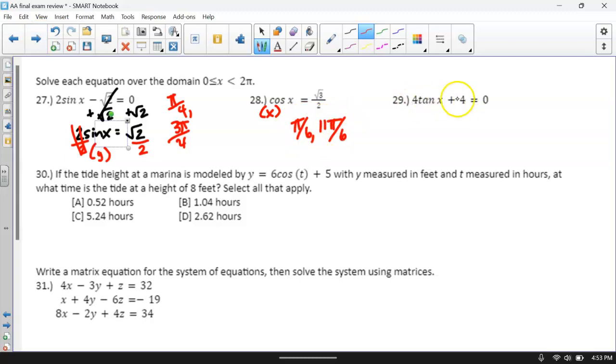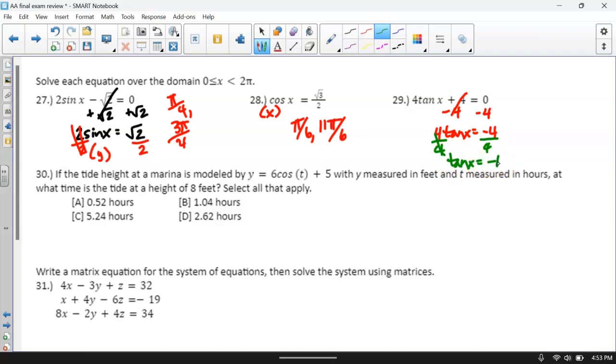Now again, here we're going to have to solve for tangent. We're adding 4, so subtract 4 from both sides. 4 times tangent of x is equal to negative 4, right? Because that's 0 minus 4, negative 4. Now we're still multiplying tangent by 4, so now divide by 4. So tangent of x is equal to negative 1.